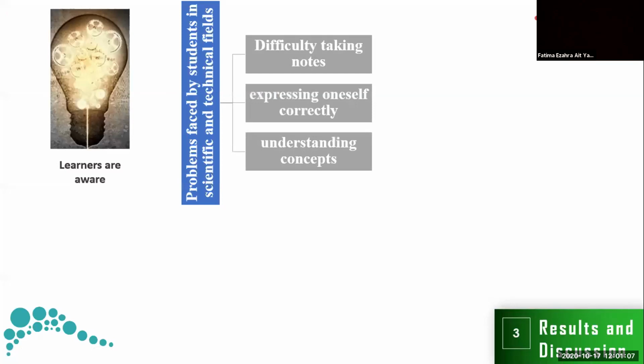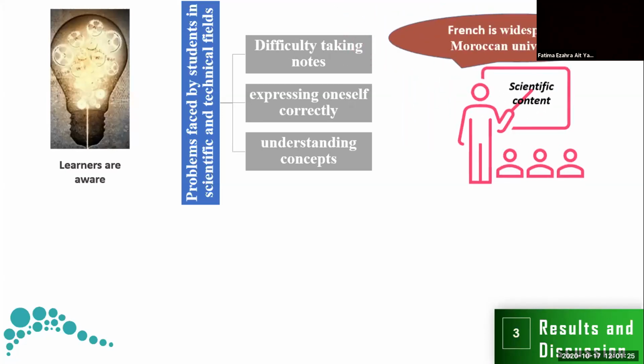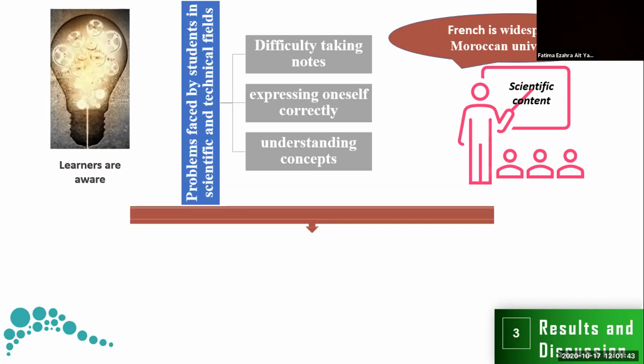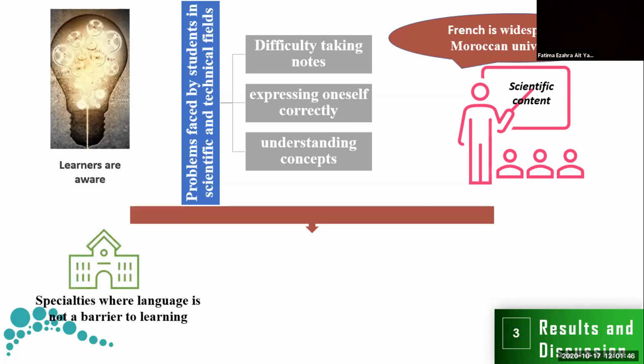So this shows that learners are aware of the problems that new students face when they choose to continue their high school or higher education in the scientific and technical fields, due to the widespread use of French in Moroccan universities. These problems include difficulty taking notes, problems expressing oneself correctly, and problems understanding scientific and technical concepts. So they prefer to go to other schools or other specialties where language is not a barrier to learning.